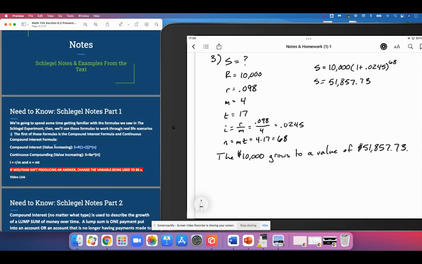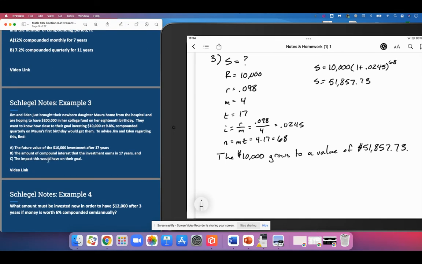And let's go ahead and see what we were asked to do in this problem. The future value of the investment after 17 years, we got it. That's $51,857.73. The amount of compound interest that the investment earns in the 17 years. And so for part B, we're seeing how much money we made for doing nothing. That would be whatever we have at the end, $51,857.73, minus what we started with. And that puts us at $41,857.73.